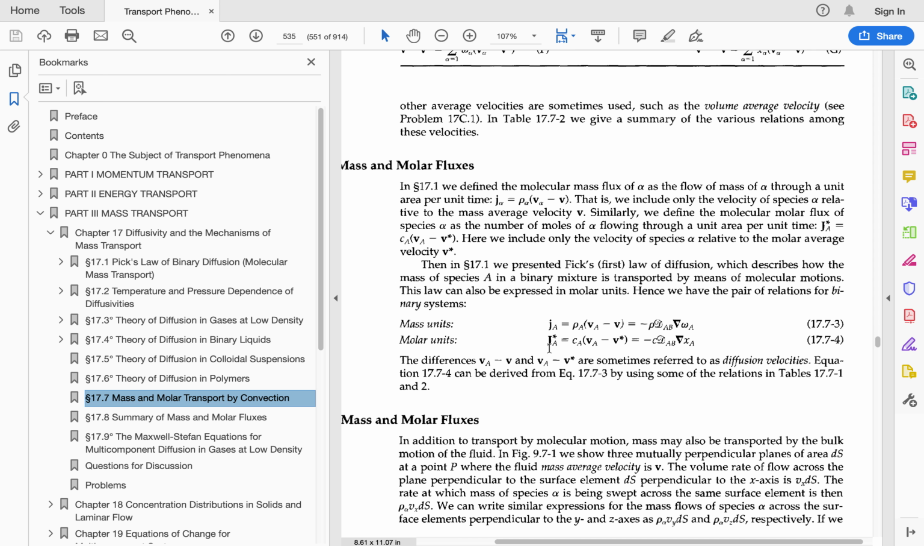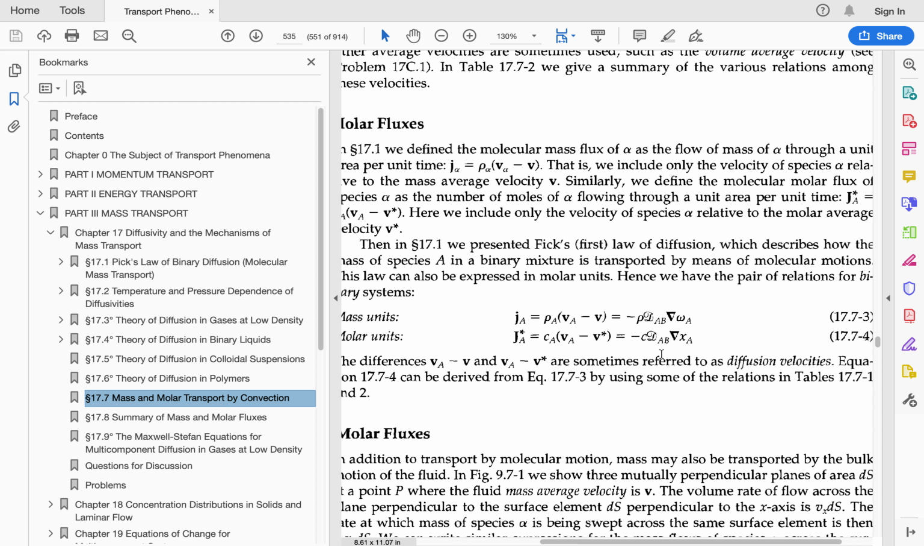In molar units, we call it capital J_A star, equal to the concentration of A multiplied with its diffusion velocity, which is the difference, equal to minus the concentration of the mixture multiplied with D_AB multiplied with the gradient of the mole fraction. So the differences V_A minus V, and V_A minus V star, are sometimes referred to as diffusion velocities.